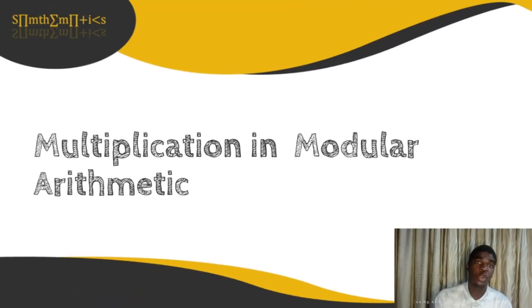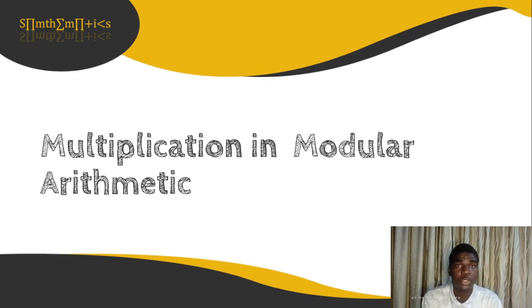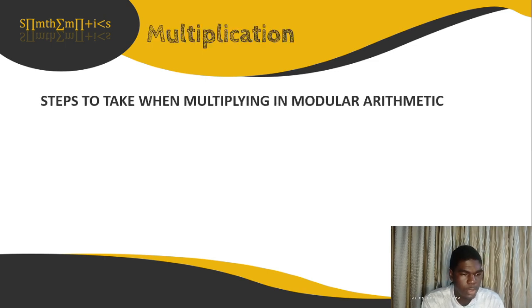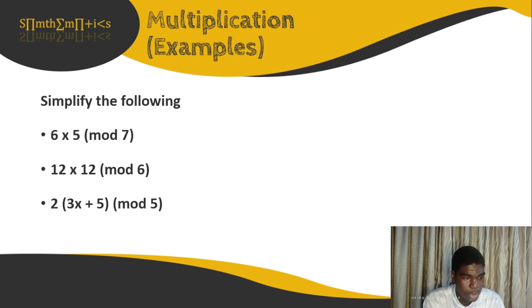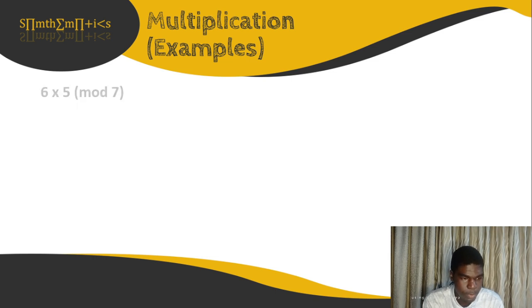So in this video, we'll be continuing with multiplication and division in modular arithmetic. Let's start with multiplication. When you want to multiply in modular arithmetic, you multiply the numbers normally and then you convert the result to the given modulus, just like subtraction and addition in our last video. We're going to be solving these examples, and I believe as we go through them, you'll be learning more. So let's start with the first one.